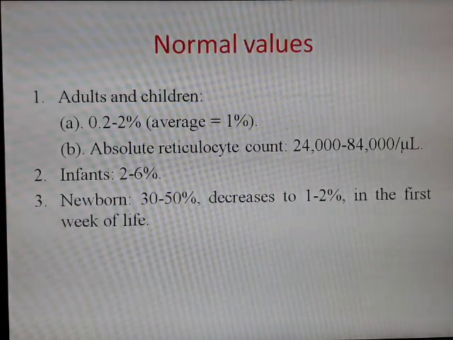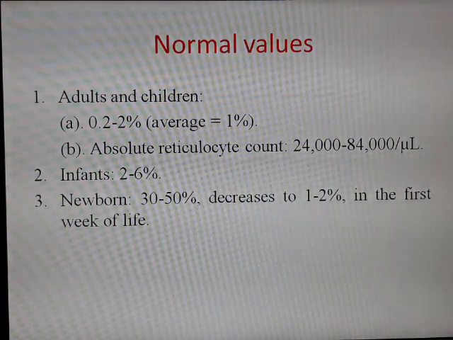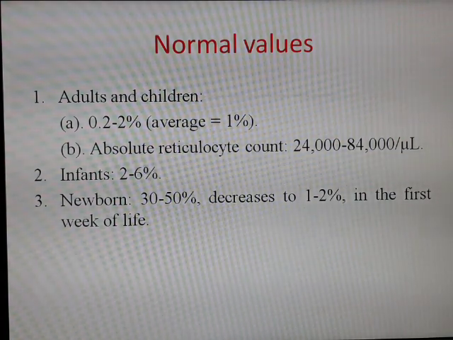Now, discussion regarding the reticulocyte count. Normal values in adults and children: the reticulocyte percentage varies from 0.2 to 2%. On average, it is around 1%. Now, absolute reticulocyte count, different books say many things. This book says 24,000 to 84,000. Some books say 20,000 to 90,000. Some books say 25,000 to 1 lakh per microliter of blood. Anyway, absolute reticulocyte count is around 24,000 to 84,000 per microliter of blood.